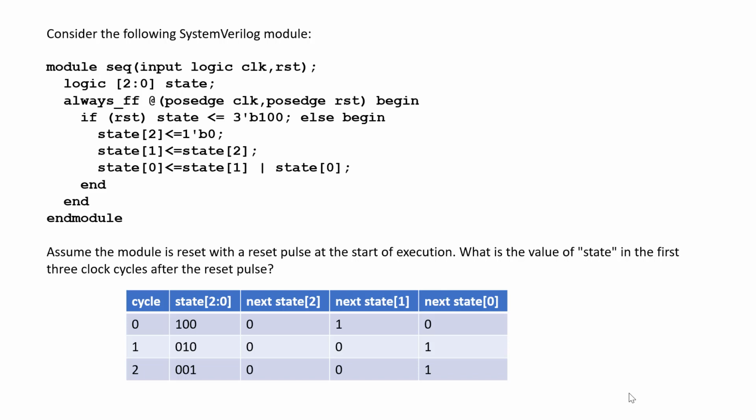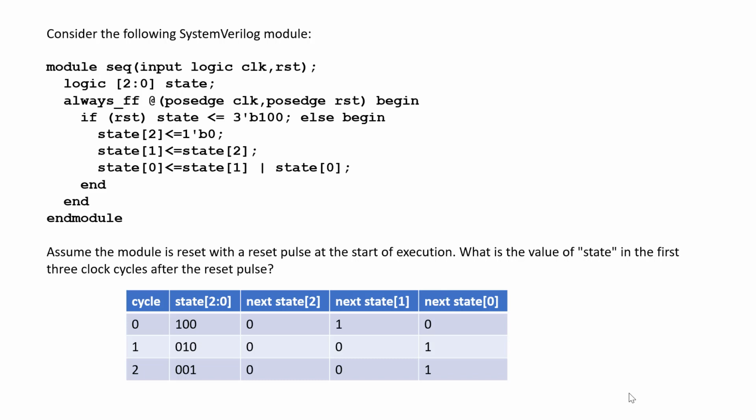State 2 was previously 1, so we're going to put a 1 into the next state 1. And then the next state 0 will be the OR of the previous state bit 1 and state bit 0, which in this case will be 0 because bits 1 and 0 are 0, 0. Make sense? Okay, so when you get the rising clock edge, the next value of state bits 2 down to 0 will be 0, 1, 0. And then if we take it to the next cycle, you just have to run through this again.